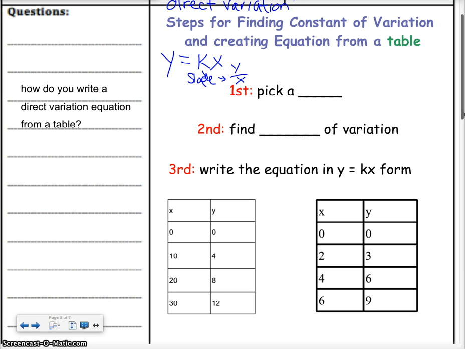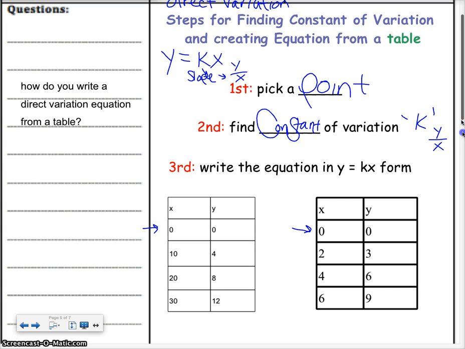The first thing you're going to do is pick a point, any point you want, as long as it's not 0, 0. Clearly, 0, 0 tells us right away it's direct variation because it would go through the origin. That's a level 1 learning standard: if I give you a graph, you can tell me if it's direct variation or not. Then you find your constant of variation. That's your k, which is your slope, which is y over x. Slope is rise, your y, over run, your x. And then you write the equation.